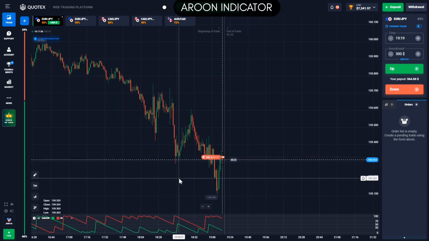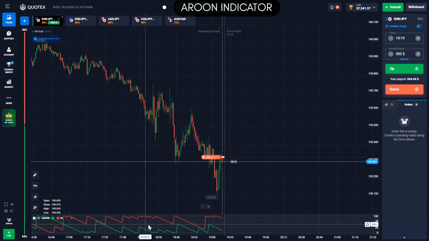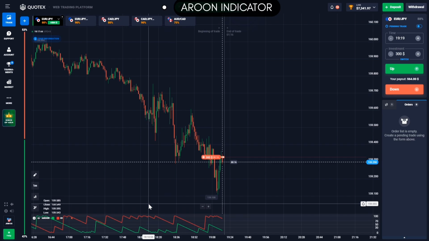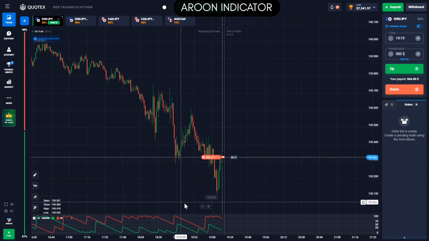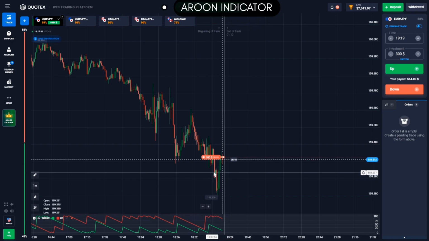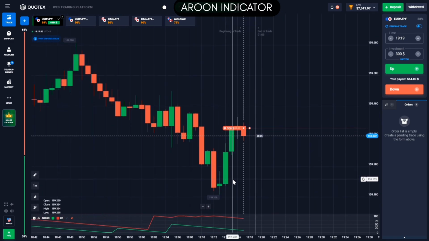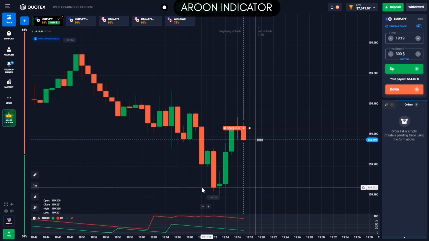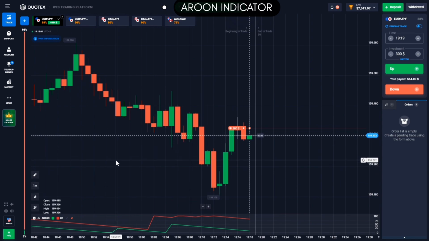Aroon down measures how long it has been since prices have recorded a new low within the specified period. If the current bar's low is the lowest within the user-defined number of periods before it, then the Aroon down value is 100. In other words, it is a new low for that period. Otherwise it returns a percentage value indicating the time since the new low occurred for the specified period.